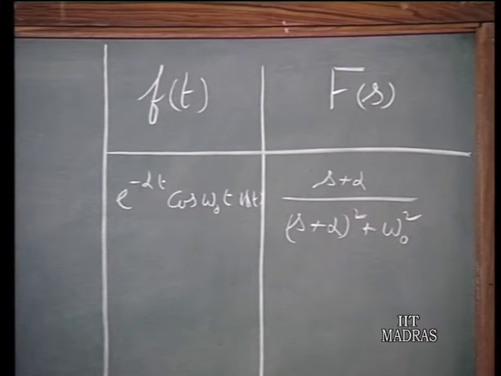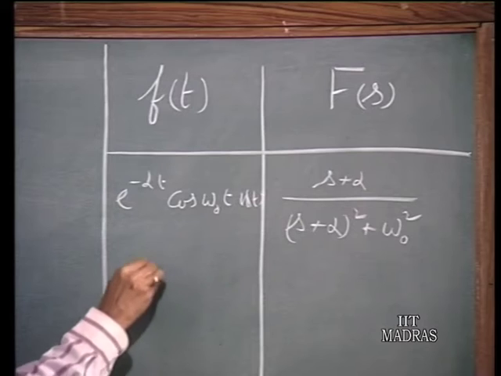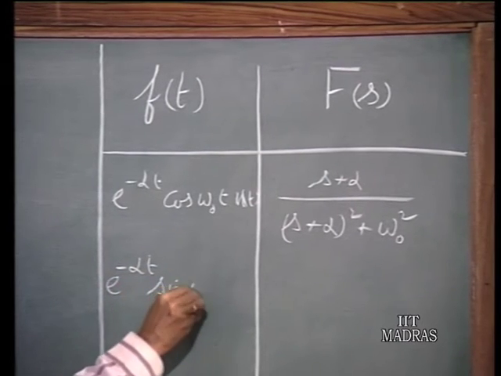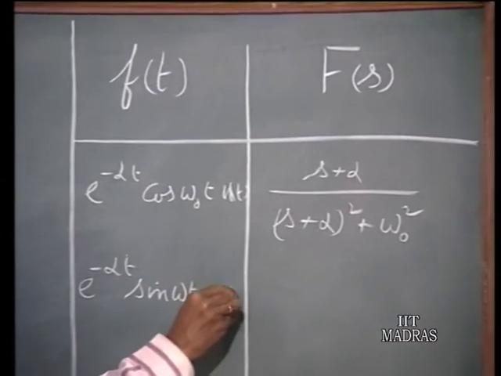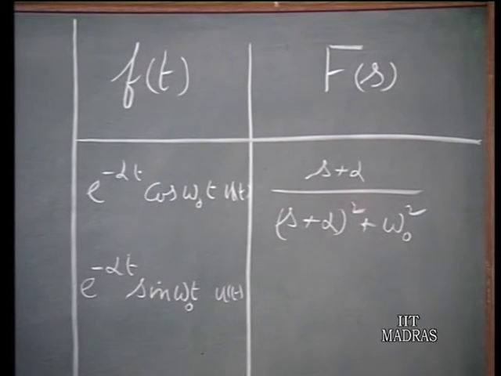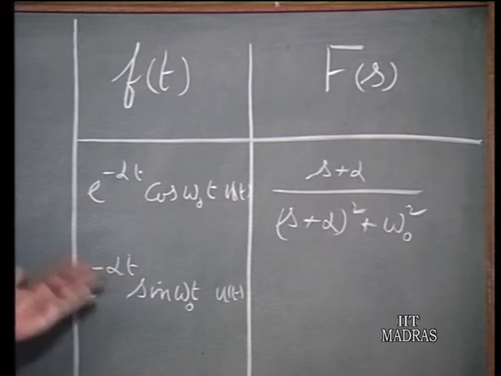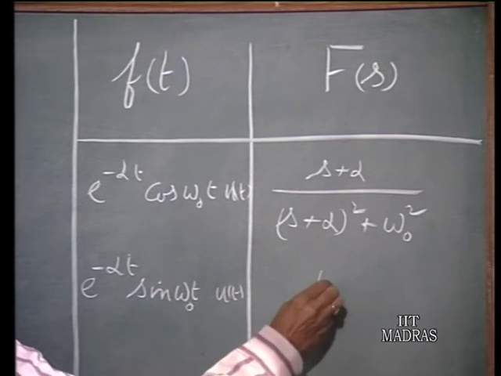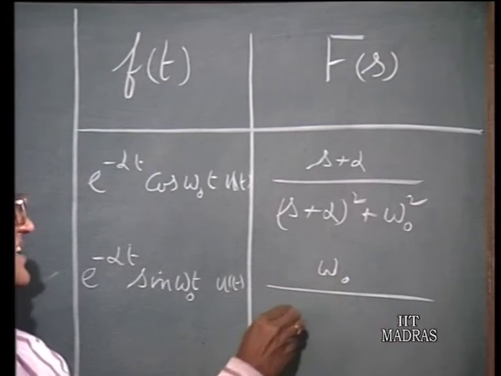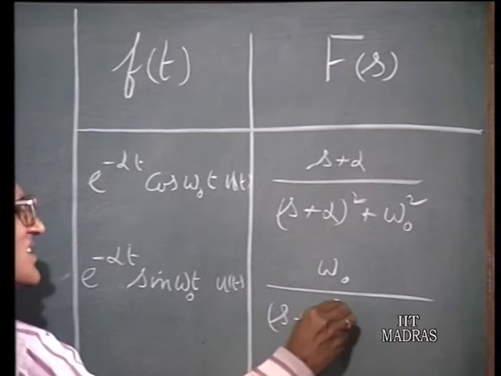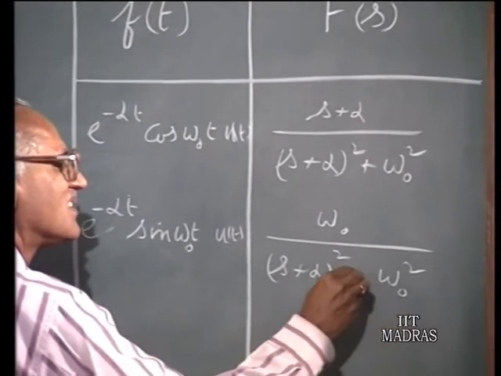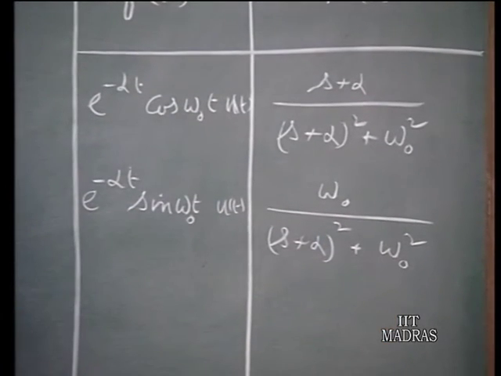In the same manner, suppose I have e to the power of minus alpha t sin omega naught t u(t). We know that the Laplace transform of sin omega naught t u(t) is omega naught over s squared plus omega naught squared. So, in that particular function, we have to substitute s plus alpha for s. So, omega naught will remain as before. The denominator will be s plus alpha squared plus omega naught squared. So, that would be the Laplace transform of e to the power of minus alpha t sin omega naught t u(t).